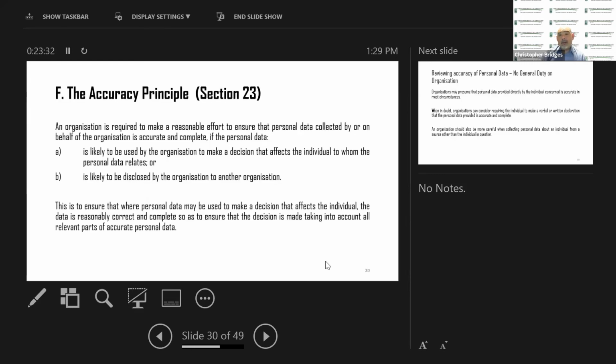There is also a requirement on an organization to ensure the data that they maintain is accurate. Okay, but it doesn't mean an absolute requirement. If you look at the first sentence, an organization is required to make a reasonable effort. So as long as the organization can show that they've made a reasonable effort in trying to ensure the accuracy of the data, they have satisfied the test imposed by the PDPA.